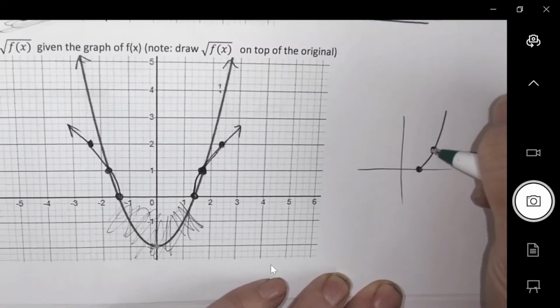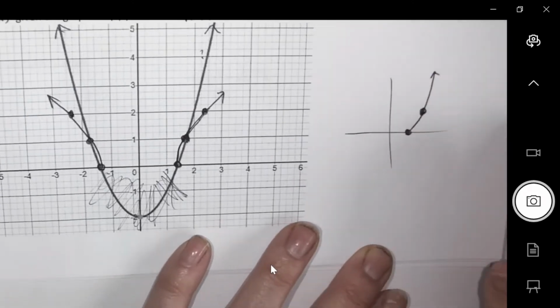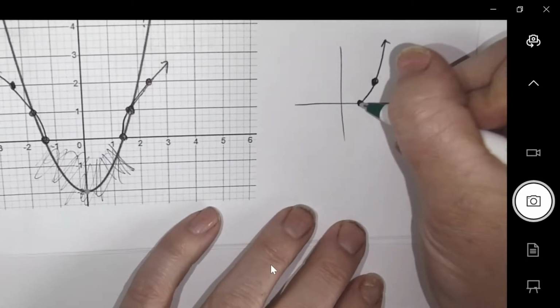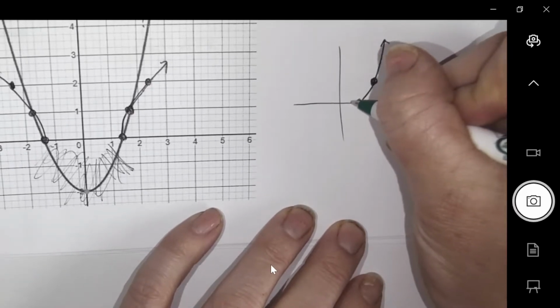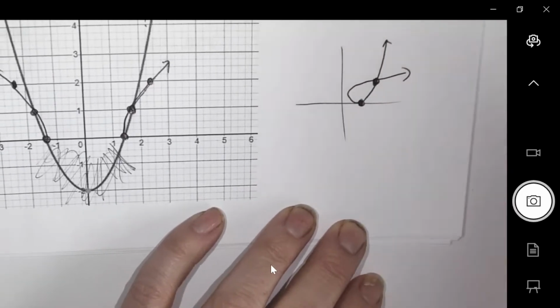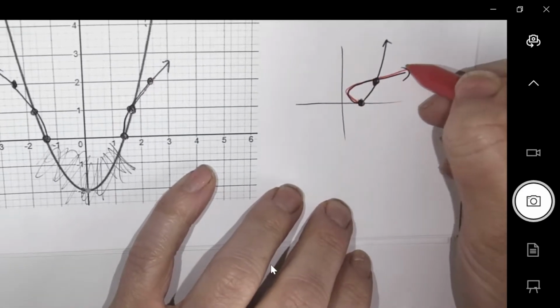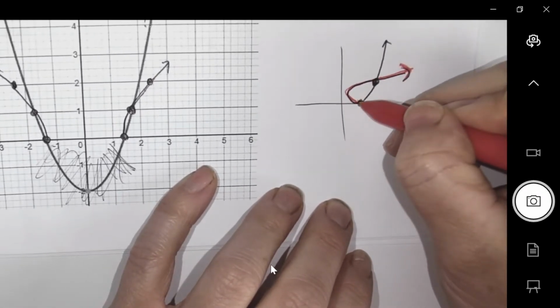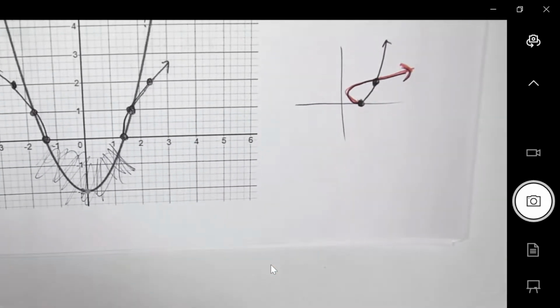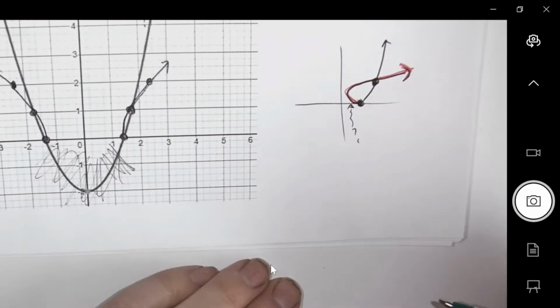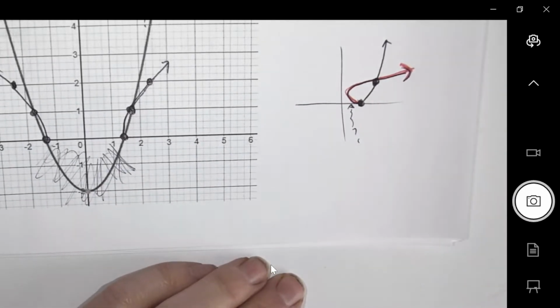Can I show you a common mistake? If somebody was graphing the square root, I've seen this. I've seen somebody doing this. What's wrong with what they did? I don't know. They swooped backwards, wrecking the domain.